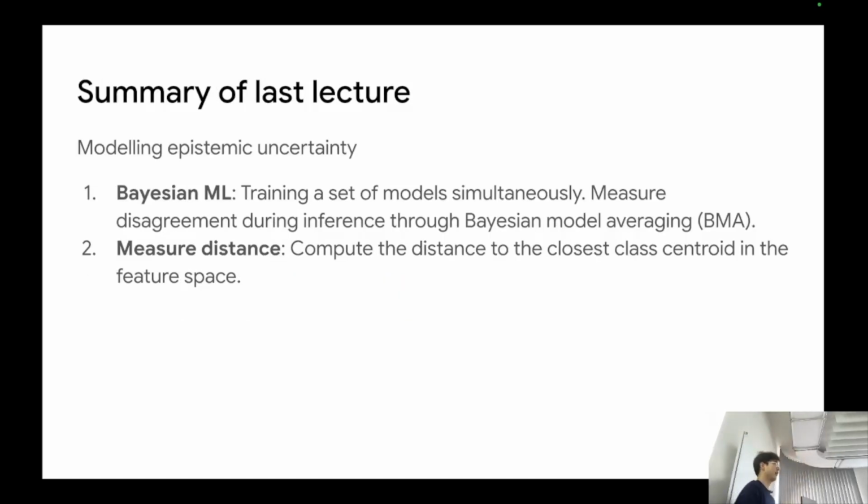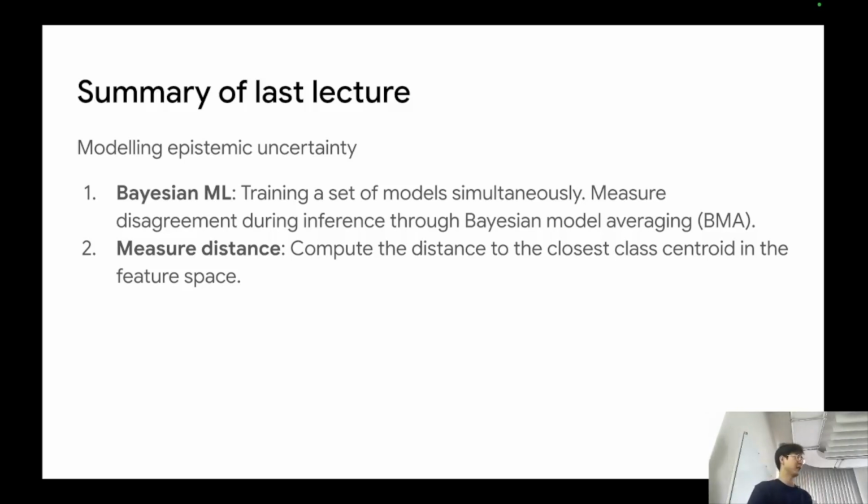Okay, and then I'm going to jump into the lecture again. Last lecture we looked into epistemic uncertainty. We looked into 2 major ways you can measure or estimate the uncertainty. One is Bayesian machine learning. You train a set of models, potentially an infinite set of models, and you look at the dispersion of the models, how much they disagree on a sample, and that tells you the level of uncertainty for that sample.